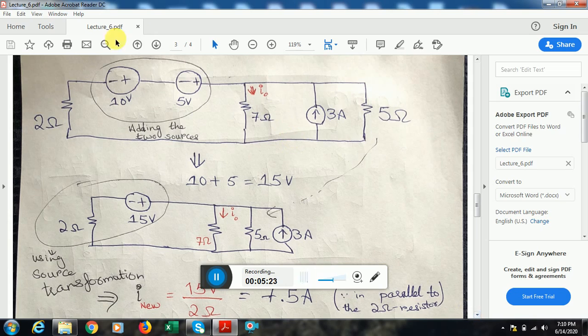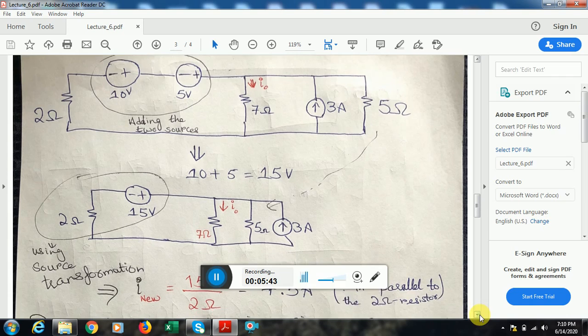By adding these two, these are in the same polarity, minus plus minus plus, so I'll have the same polarity and the magnitude adds up. 10 plus 5 is 15. This resistor remains the same, and the rest of the circuit is also the same. What I did is I moved this 5 ohm resistor to this side and this 3 ampere current source in the same direction to this side. Nothing has changed in the circuit.